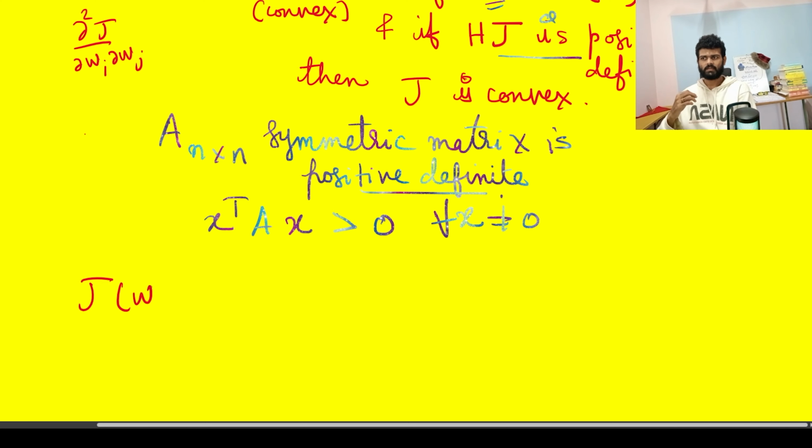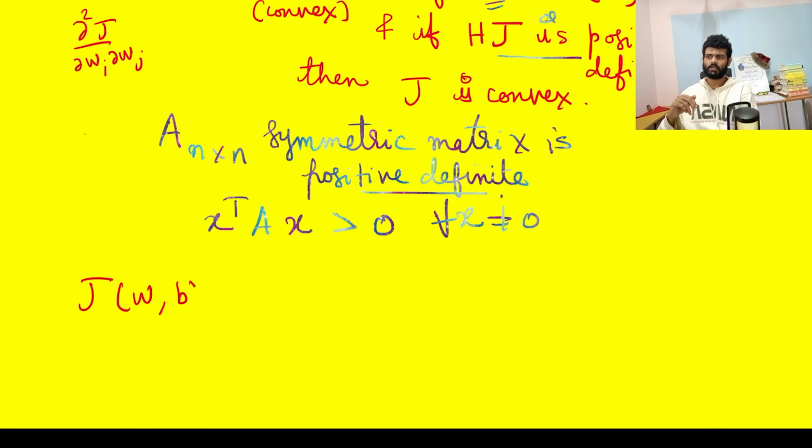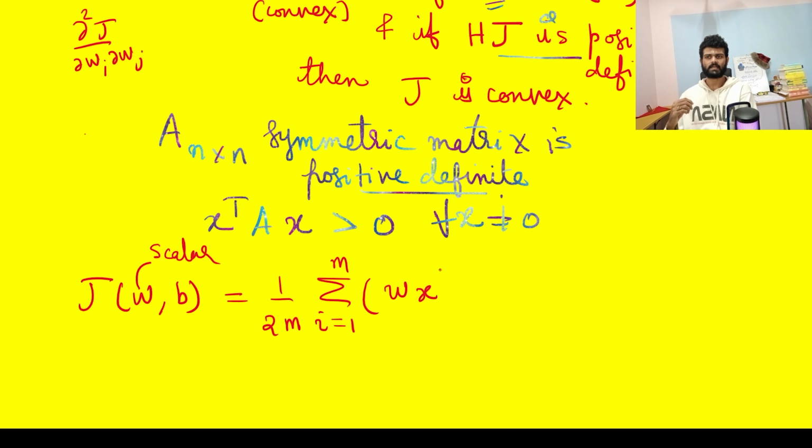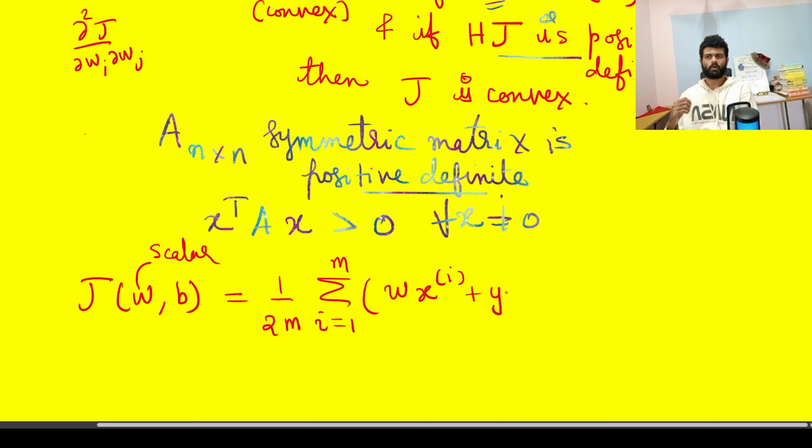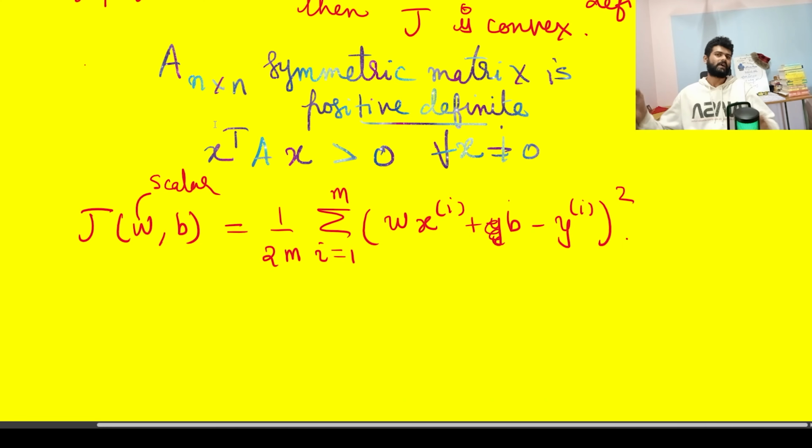So for J, instead of writing a vector, I'm going to consider a scalar. This time W is a scalar. Our function is 1 by 2m, summation i = 1 to m, of (w xi + b − yi) the whole squared.